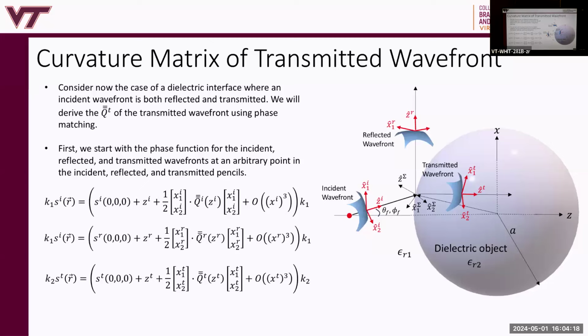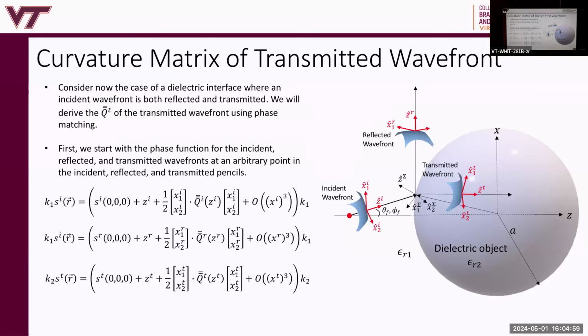So now let's consider the case of a dielectric interface where an incident wavefront is both reflected and transmitted. So now we have an incident wavefront illuminating, say, a dielectric sphere in this case, but it could be any object. And the incident wavefront will reflect, so you get a reflected wavefront, and it will transmit. You'll get a transmitted wavefront as well, right? Okay, so we're going to do the exact same thing to find the formula to calculate the Q matrix of the transmitted wavefront. We're going to use phase matching. So we will derive the Q matrix of the transmitted wavefront using phase matching.